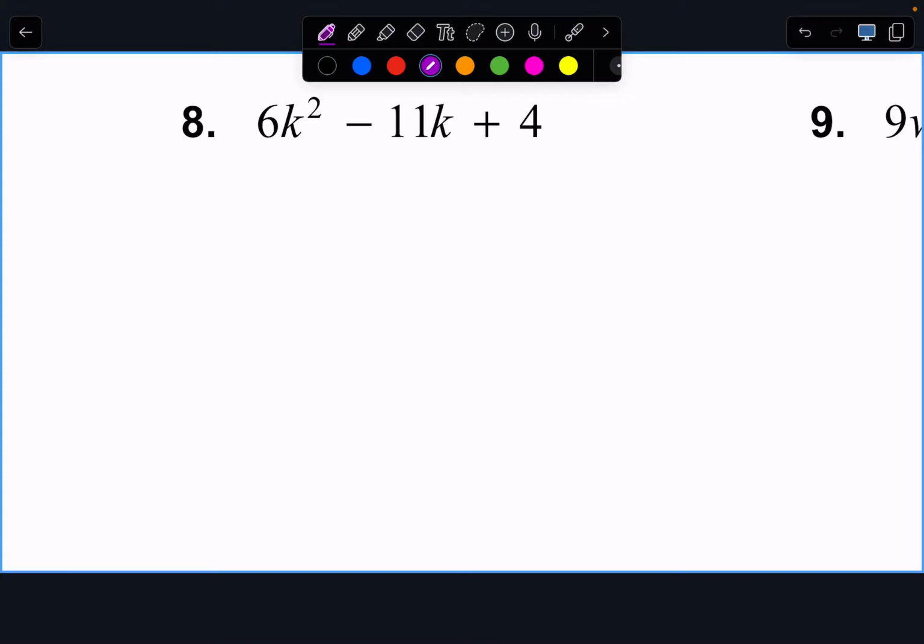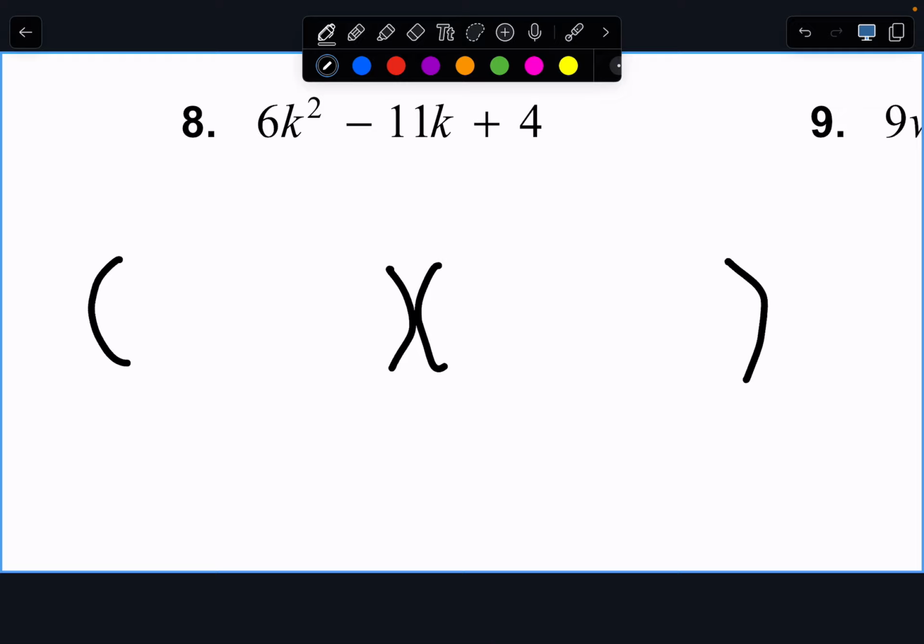Look at number 8. Is there a GCF? No. I like these problems because it's a big puzzle. I hope that you're using a pencil because you're probably going to need to erase while doing these problems. Sometimes you're not going to figure it out the first try.